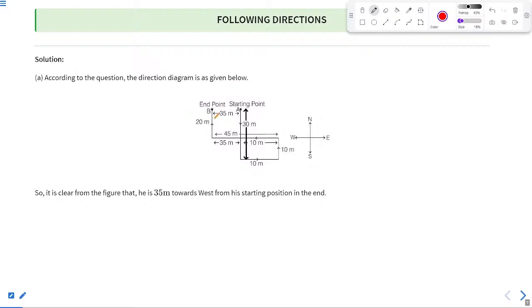According to the question, directions are as given below. Starting point, 30 meters south, 10 meters east, 10 meters north, 45 meters west, 20 meters north. So we have a difference of 35 meters.